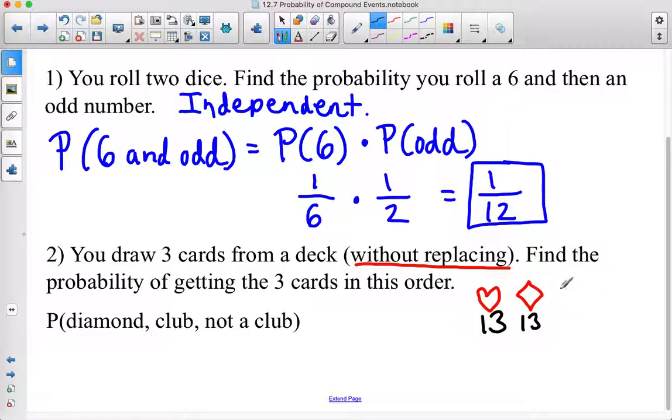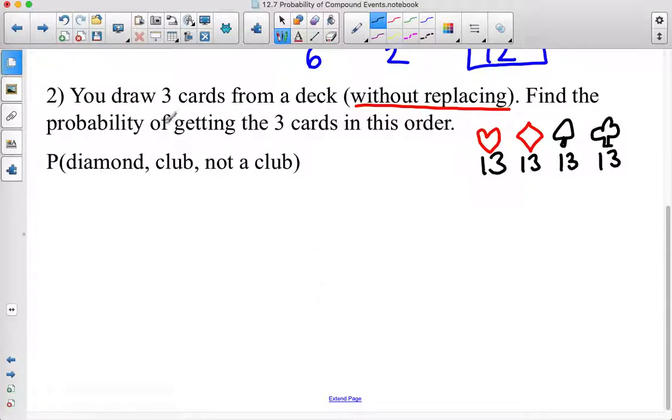There are also spades, and there are 13 of those. And the last one are your clubs, and there are 13 of those. So if you didn't know that about cards, well, now you do. Okay. We want to know what's the likelihood that we draw 3 cards in the following order. And the key is, though, we are not replacing them. They do not go back into the deck.